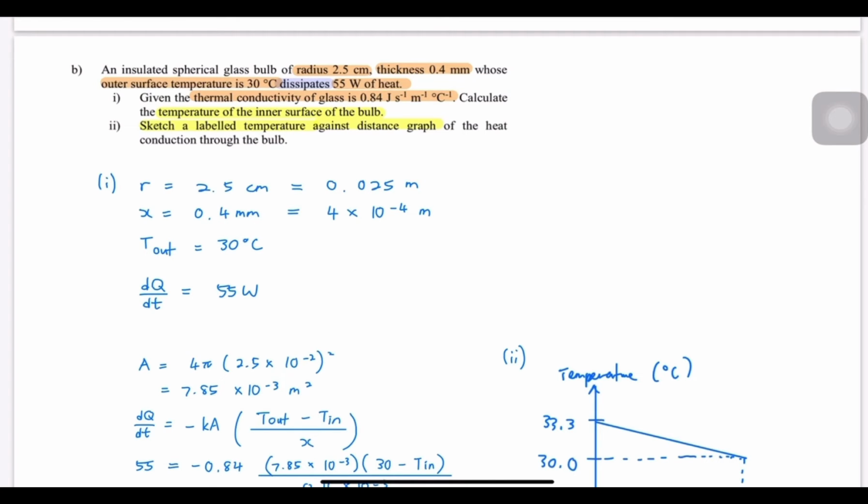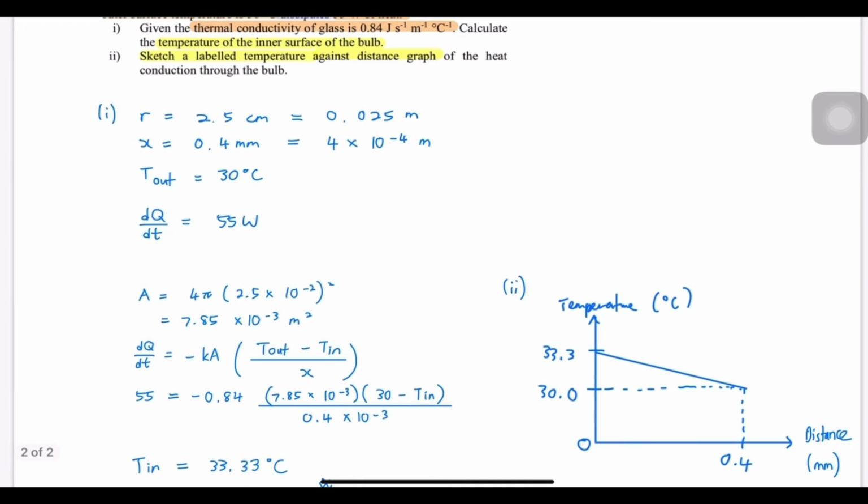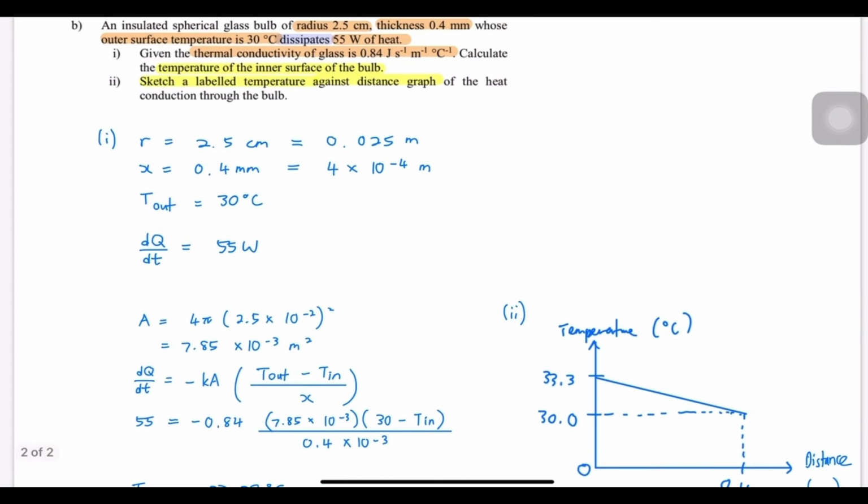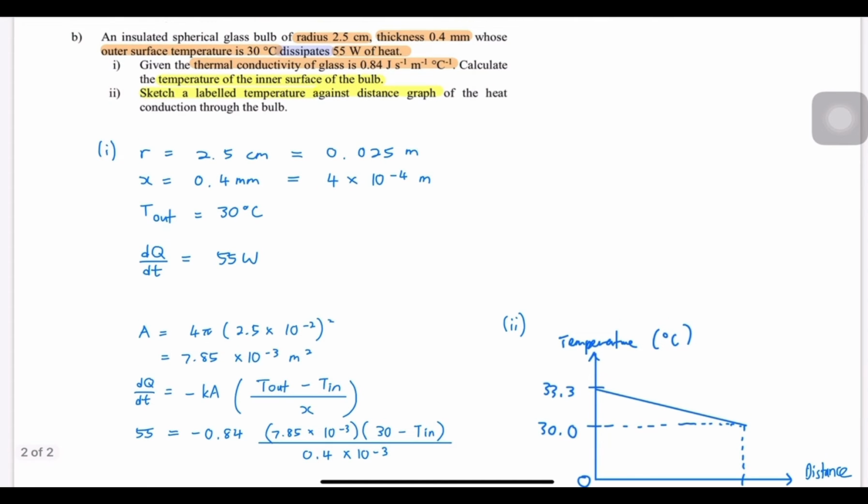So for question B, an insulated spherical glass bulb of radius 2.5 cm, thickness 0.4 mm, whose outer surface temperature is 30 degrees Celsius, dissipates 55 watts of heat. Given the thermal conductivity of glass is 0.84 joule per second per meter per degree Celsius, calculate the temperature of the inner surface of the bulb. So we collect the information, which is radius equals 2.5 cm. We need to convert to meters, so it's 0.025 meter, while the thickness we will get 4 times 10 to the power of negative 4 meter.